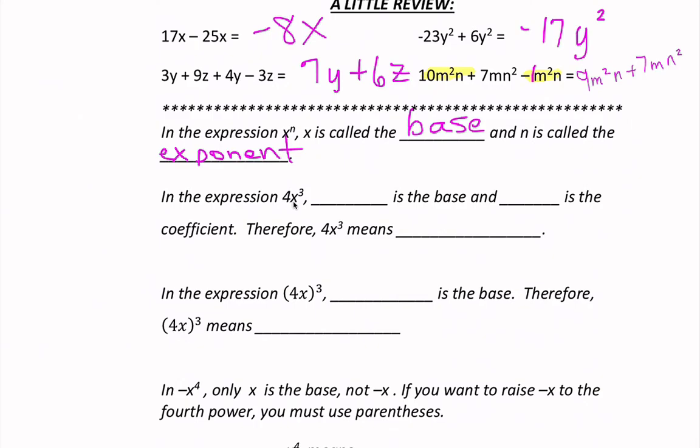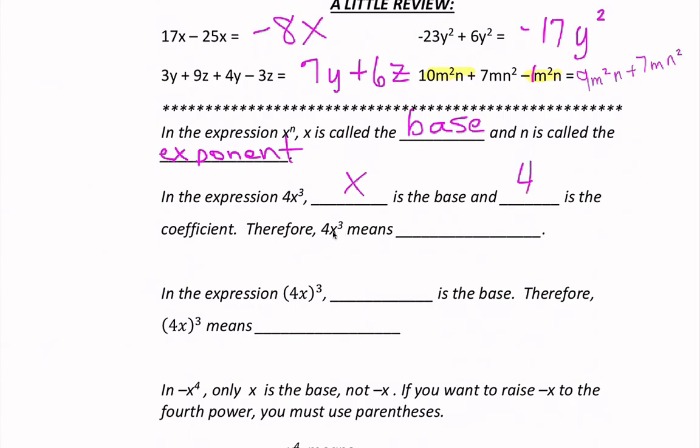Okay, the mistake is they think it's touching everything right here. Well, 4x is not in parentheses. So if there is no parentheses attached to your exponent, the base is only exactly what the exponent is touching. So this exponent of 3 is only touching this x. So x is my base. And what this 4 is called, that number out front, that's what your coefficient is.